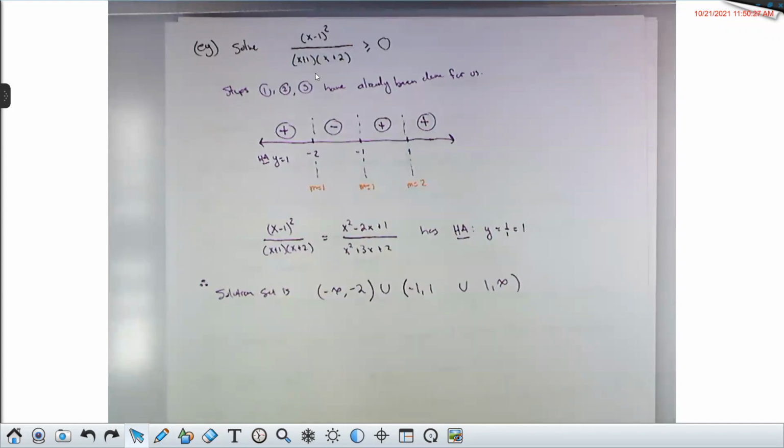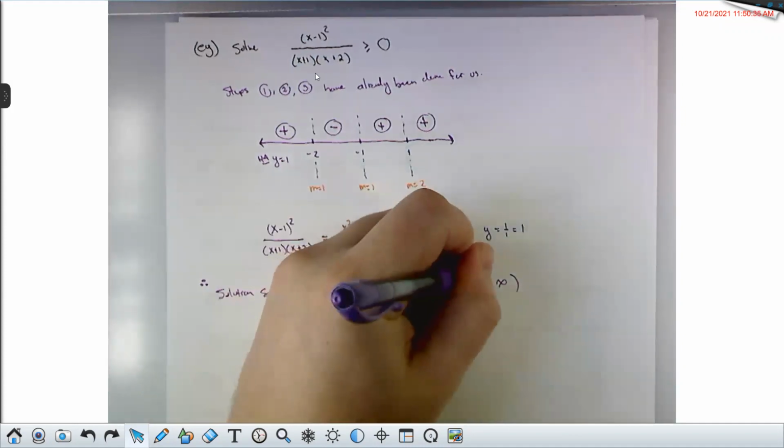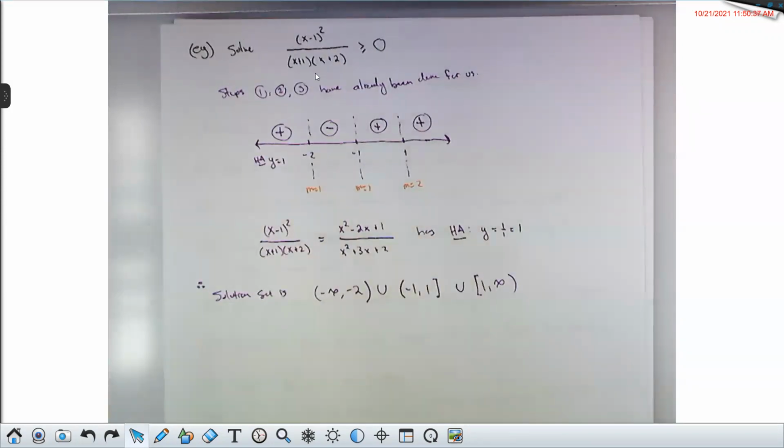What about the +1? Would that be a bracket? Yeah, this would be a bracket. And here again, a bracket. Nifty, right?